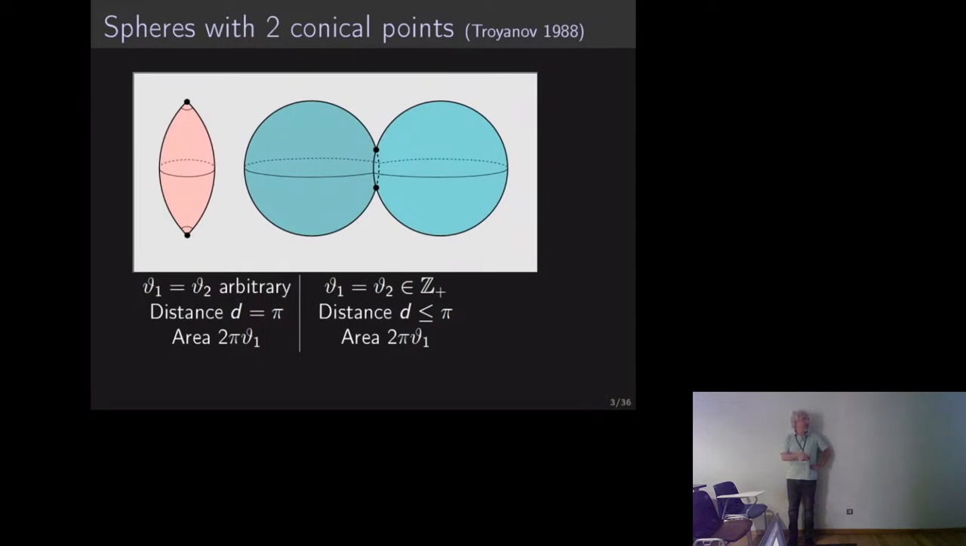So these are different types. Here the distance between the two points is always pi, but the angle can be arbitrary. Here the distance between the two points can range between 0 and pi, and the angle is always an integer multiple of 2 pi. So these two examples are different. And these are the only examples in genus 0 with two conical points. One can check that it's always obtained by doubling. I mean, this is twice a diagonal.